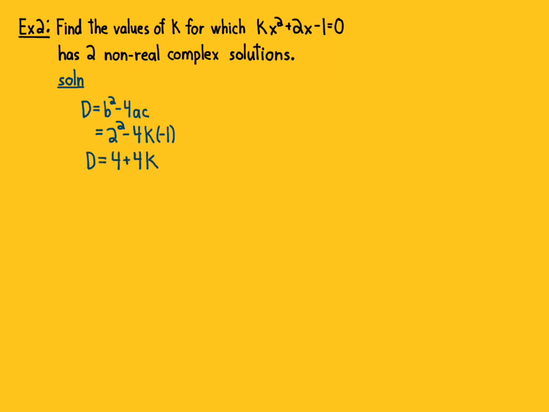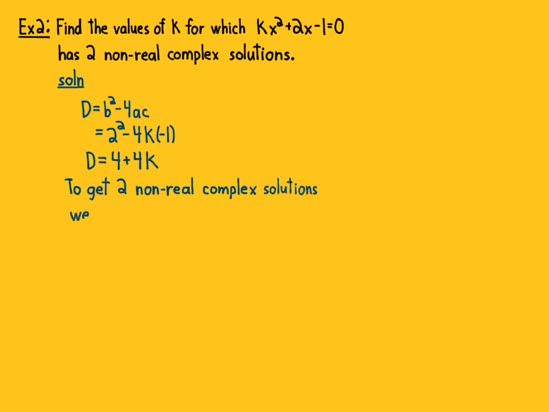So negative times negative is positive, so of course that's plus. It's 4 plus 4k, and I want that to be negative. Why? Because I want two non-real complex solutions. So I want my discriminant to be negative. So I just write 4 plus 4k less than 0. That's what it means to be negative, right?